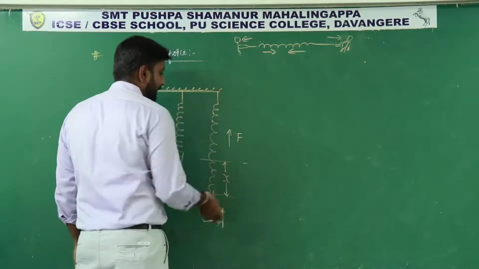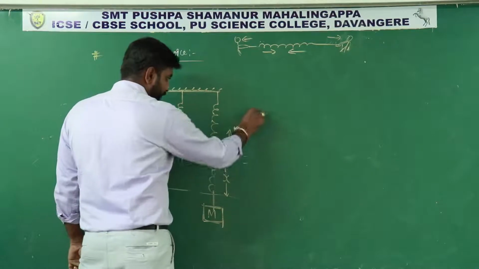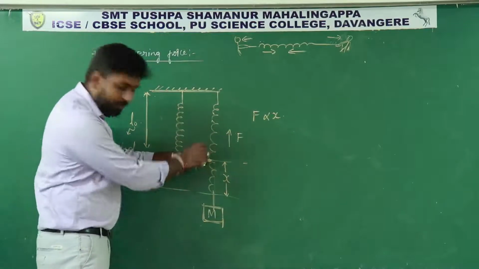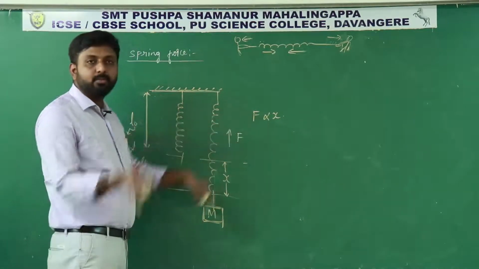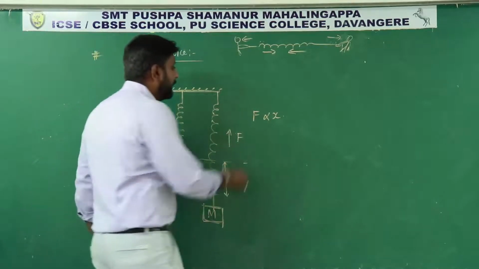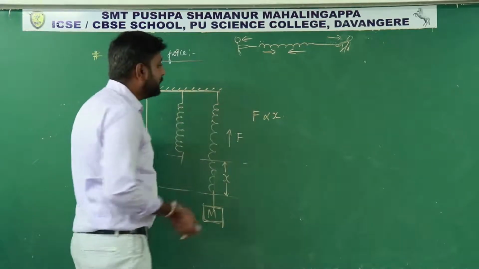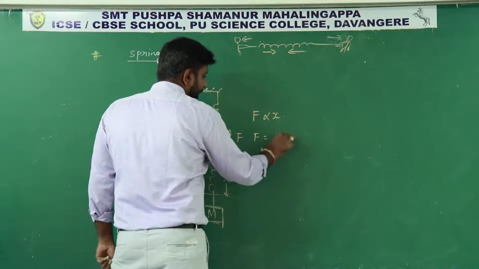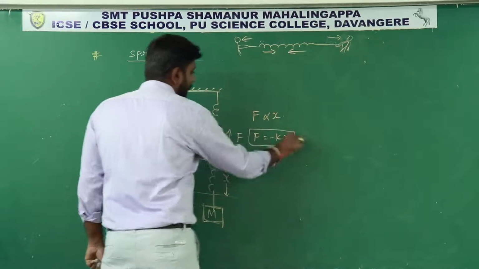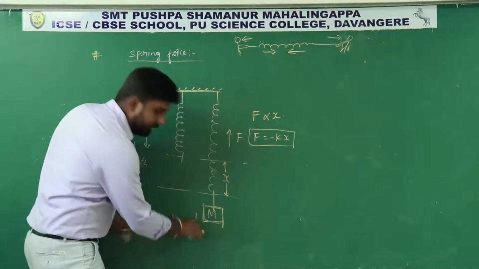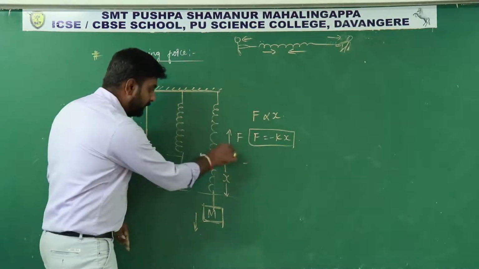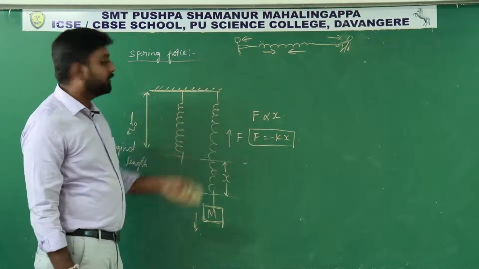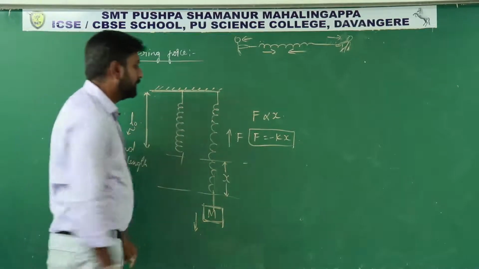That restoring force I will represent as F, and that force is directly proportional to the displacement. That means how much you elongate, that much restoring force will develop. So F is directly proportional to x, and with the proportionality constant you can write it as F = -kx. Why the minus sign? Applied force is acting in this direction, weight is acting in this direction, so the restoring force will develop in the opposite direction. This is what we call spring force or restoring force.